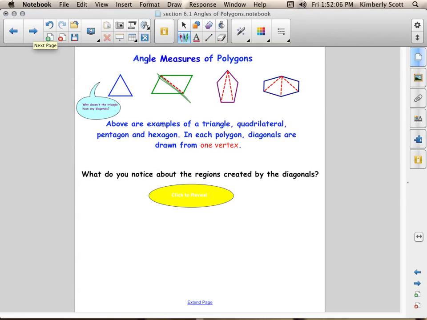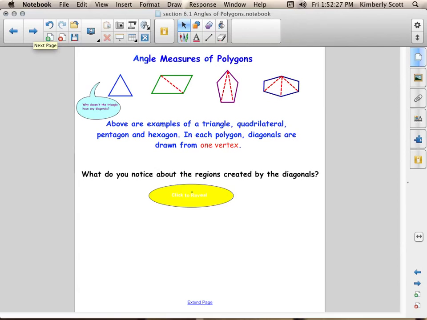And then we are going to do the same thing with our pentagon. Draw all of the diagonals from a single point, right there, and right there. And from here, we're going to do the same thing. Right there, right there, right there. Now, some of you might be wondering, why in the world are we doing this? Well, the question down here: what do you notice about the regions created by the diagonals?